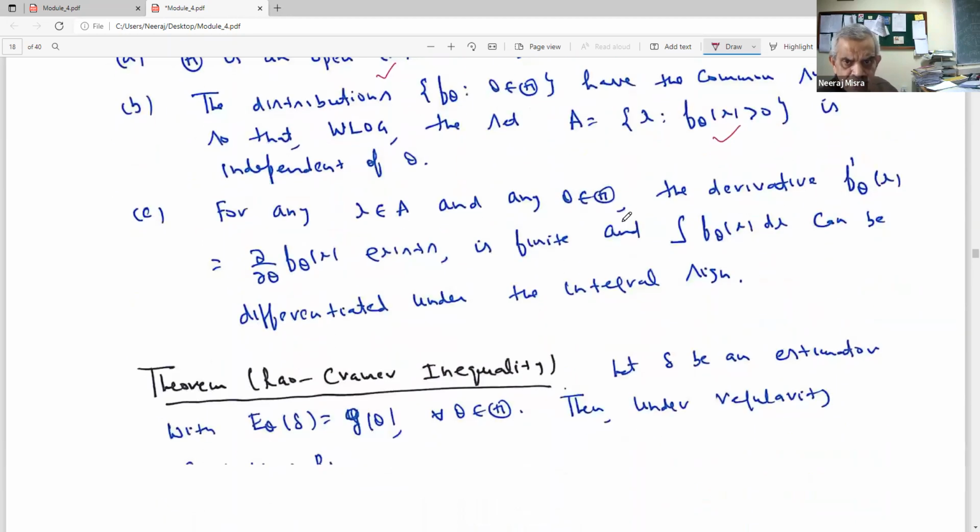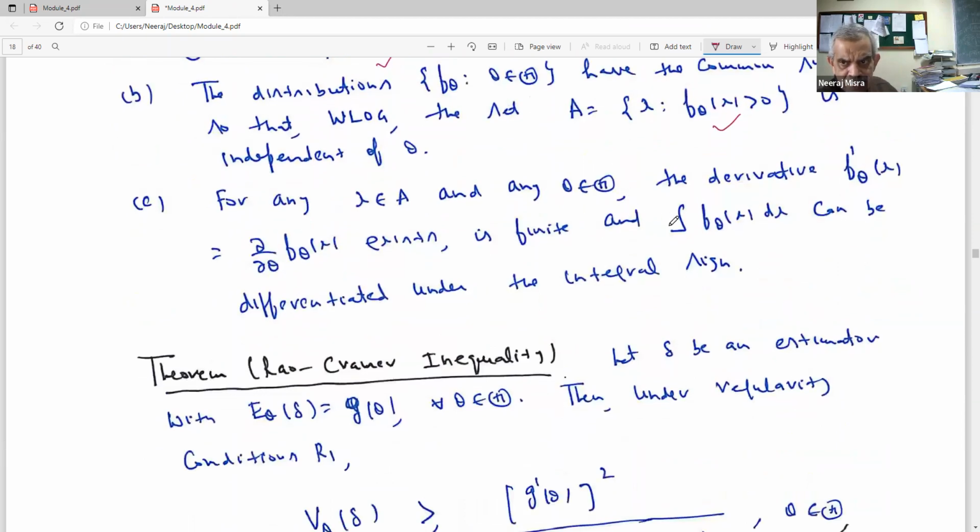And for any x belonging to A and theta belonging to Theta, the derivative f theta prime x, which is the derivative with respect to theta, exists. The integral over f theta x dx, which is 1, can be differentiated under the integral sign. So that means d by d theta of integral f theta x dx is 0. So if I take that inside, that should be allowed.